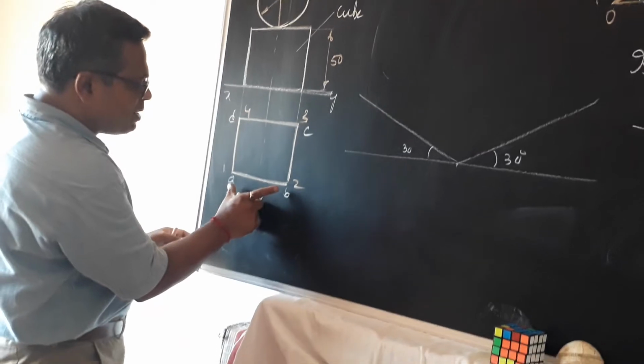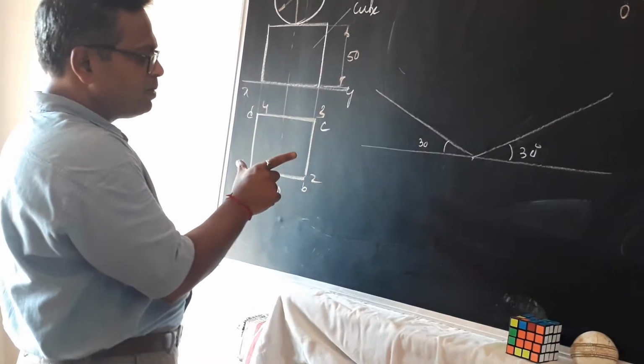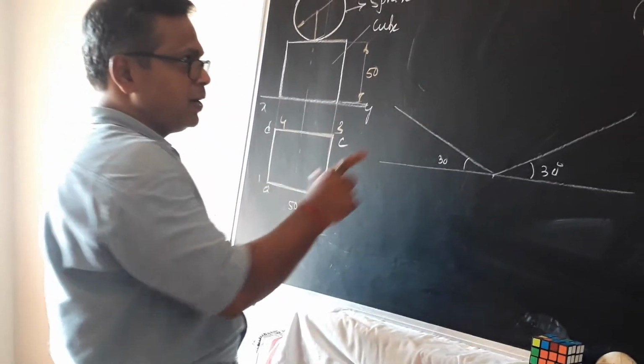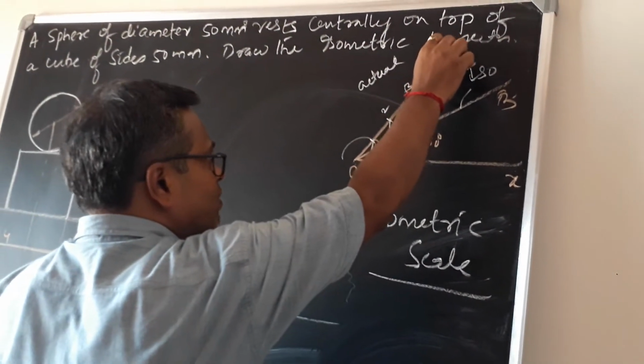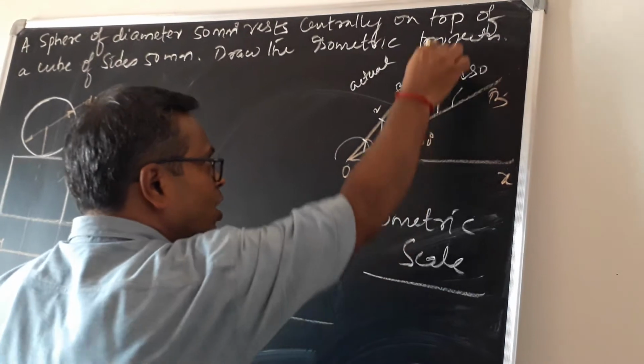How? We take the measurement of 1 to 2, that is the actual 50 millimeter. Mark it here on the actual scale. From 5 you draw a vertical line.